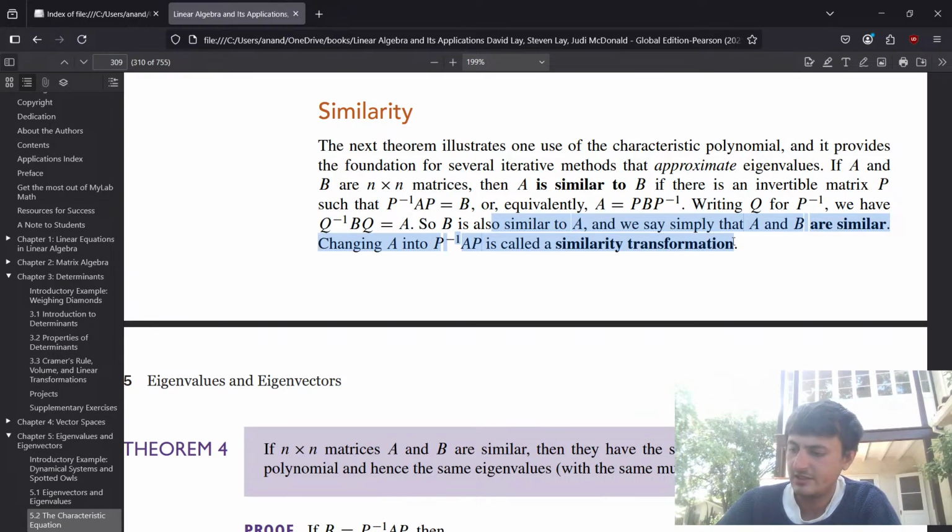A, B, n by n. If P is invertible, and P inverse AP is equal to B, then A is similar to B, and notice this is, what is it called? Symmetric?